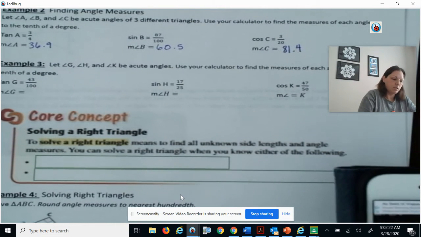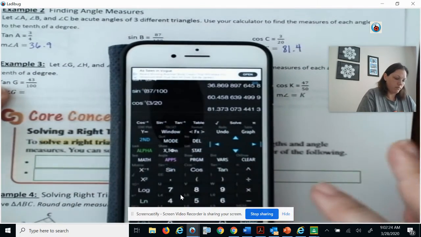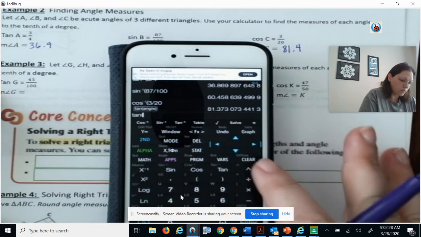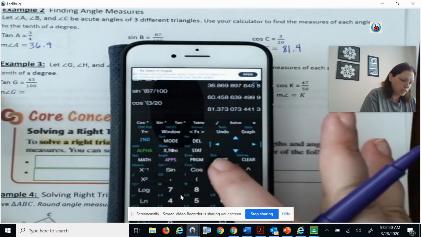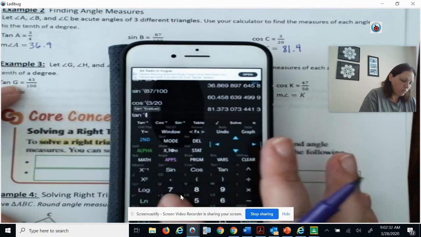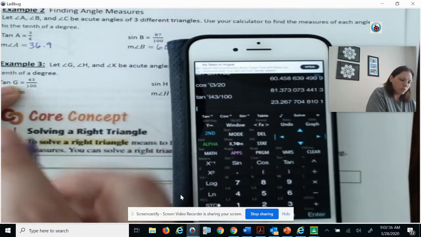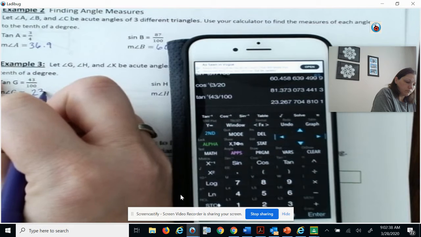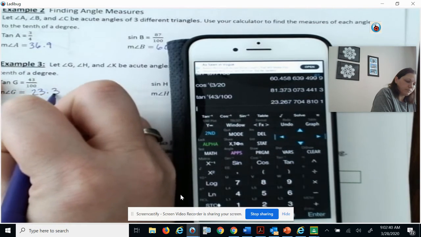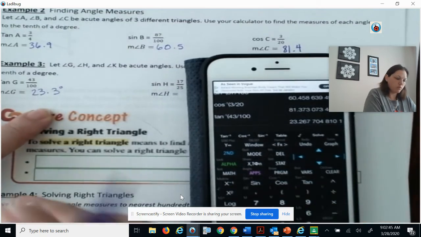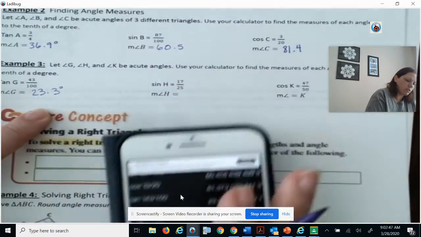All right, so we do tan inverse, second tan, oops, that didn't work, second tan 43 divided by 100, we get 23.3 degrees. These are all measures of angles, so I should have written degrees on all of these.